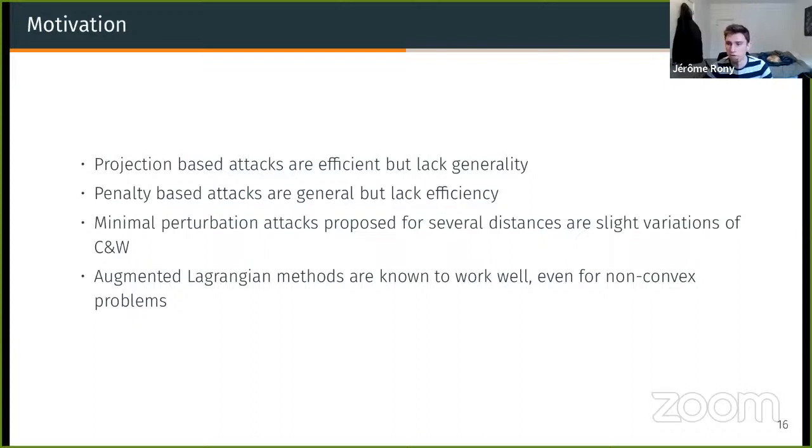Several attacks proposed for several distances are slight variations of Carlini and Wagner, and they are terrible. Like they take tens of thousands of iterations to minimize something that you could minimize much more efficiently. And lastly, augmented Lagrangian methods are known to work very well, even in non-convex problems. So that motivated us to look into that and apply it to adversarial attacks.